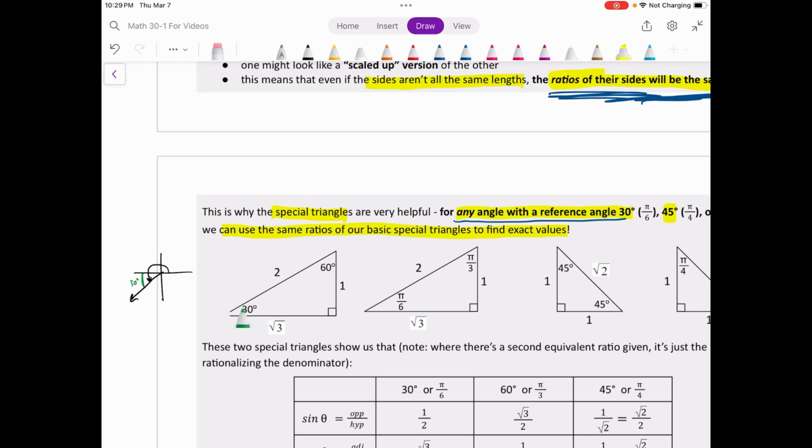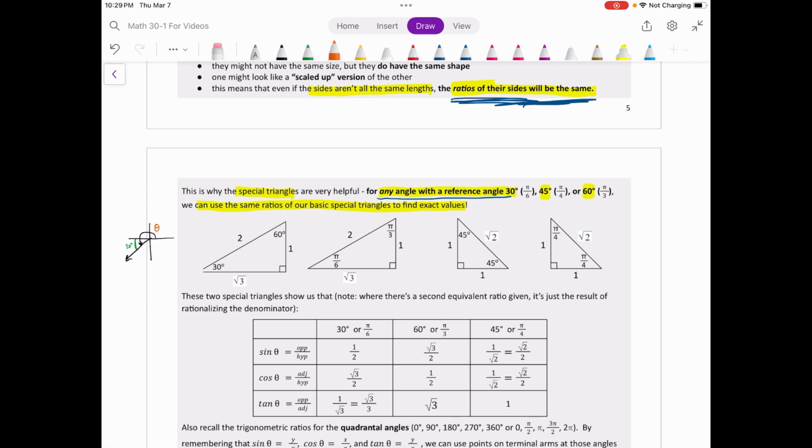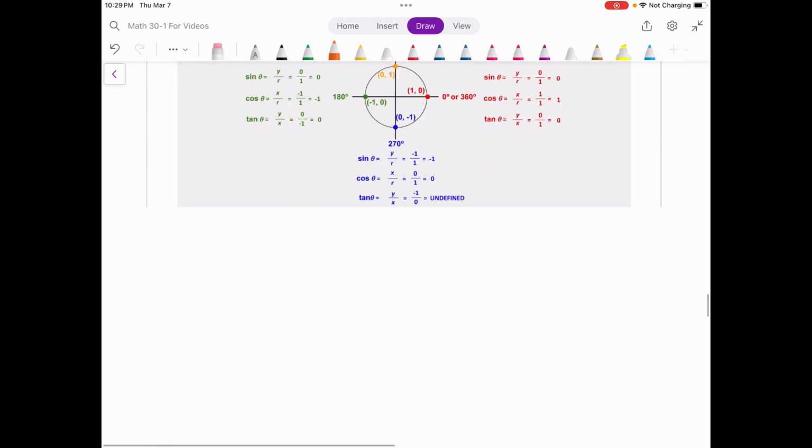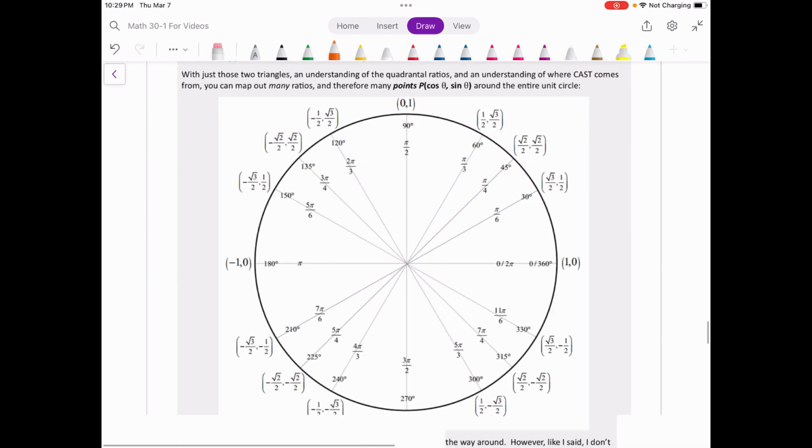You can use this triangle. If you want to find sine of 30, it's going to be equivalent to 1 over 2, right? And then you'd have to think about the sine using CAST, but look how powerful that is. The sine ratio of this angle, because it has a reference angle of 30 degrees, will be the same as this triangle's ratio. So if you can just remember these two special triangles, you've got 12 angles on the unit circle already.